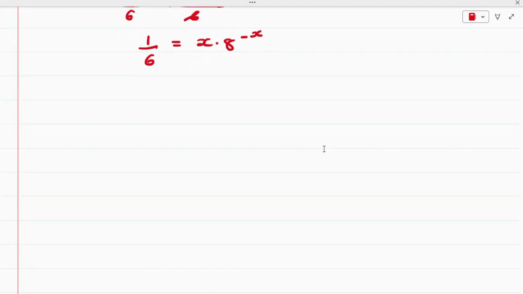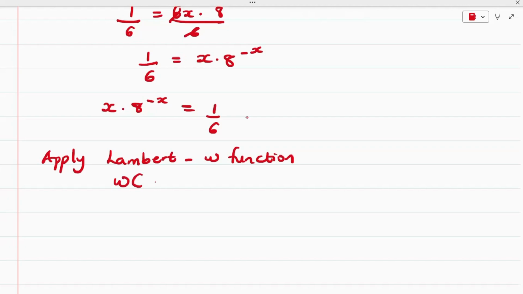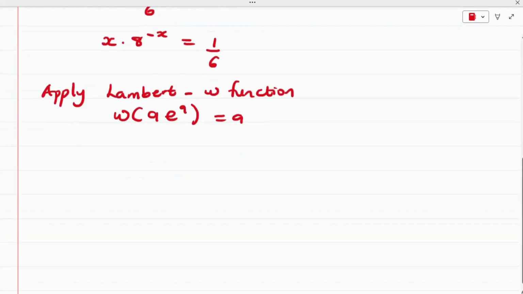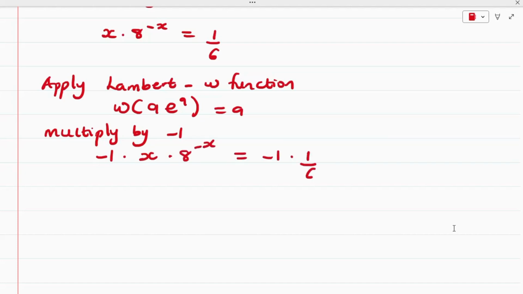Rearranging this equation, this becomes x multiply 8 raised to the power of negative x, which is equal to 1 over 6. So right here, we want to simply apply the Lambert-W function to solve this. The Lambert-W function says that W of a e raised to the power of a is equal to a. In order for us to apply this, we want to simply multiply the expression by negative 1. Multiplying this equation, we have negative 1 multiply x multiply 8 to the power of negative x is equal to negative 1 multiply 1 over 6.